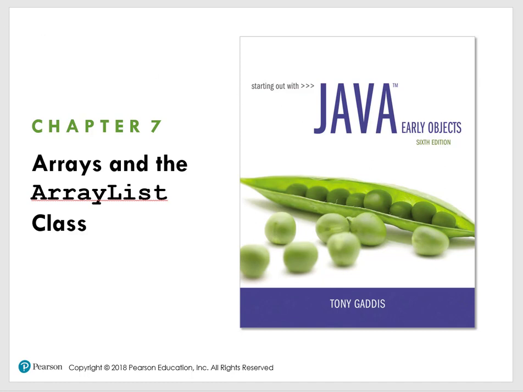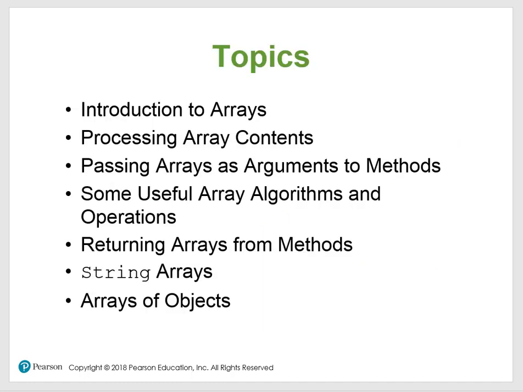Let me briefly go over each of the bullet points for the objectives in this chapter. The first one, I'm going to address what's called arrays. We're going to need to talk about how to process array contents, meaning how to write to it and how to read from it. We're going to pass arrays as an argument to a method, meaning we're going to use the data type for the arrays to put into a function. Some useful array algorithms and operations we're going to use, and how we're going to use arrays as a return value from a method.